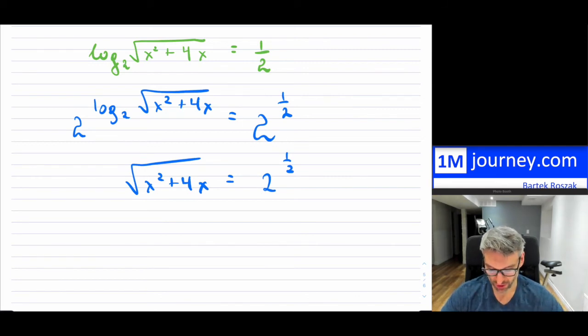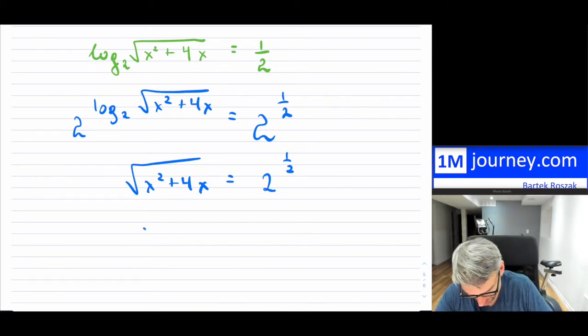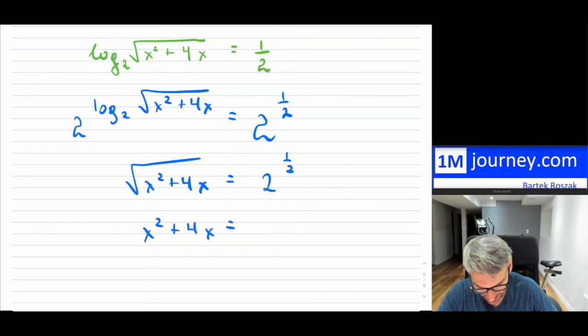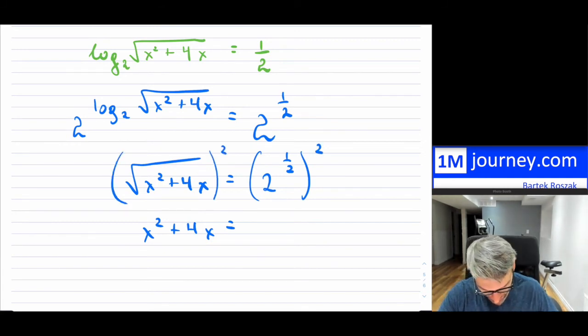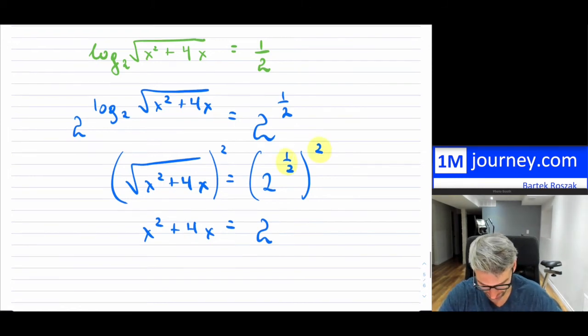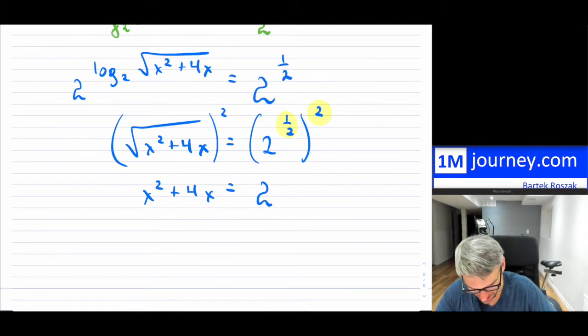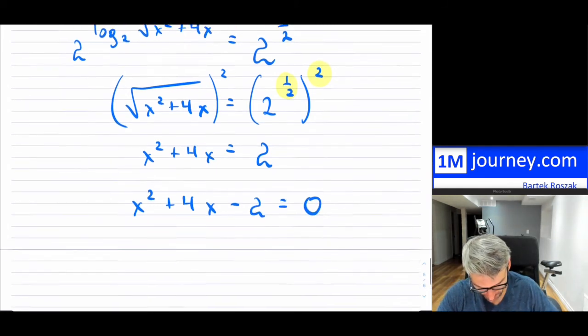Now, squaring both sides. So again, it's going to be x squared plus 4x, and squaring the other side. If I square this, because that's what I'm doing to both sides, then this is just going to be 2, because a half times 2 is 1. So really what I have is this. That means now again I have a quadratic, which looks like this, equals 0.